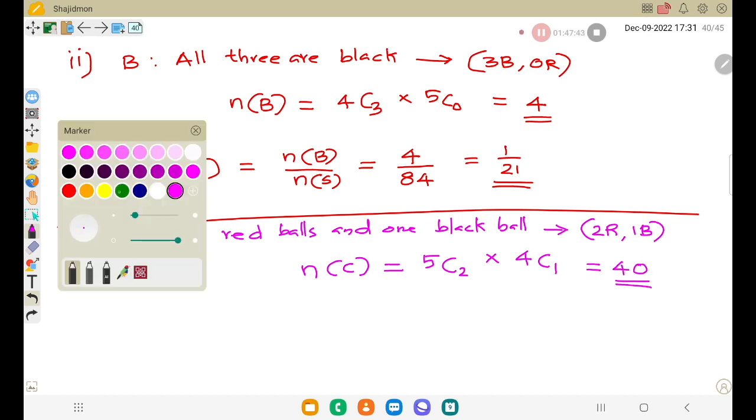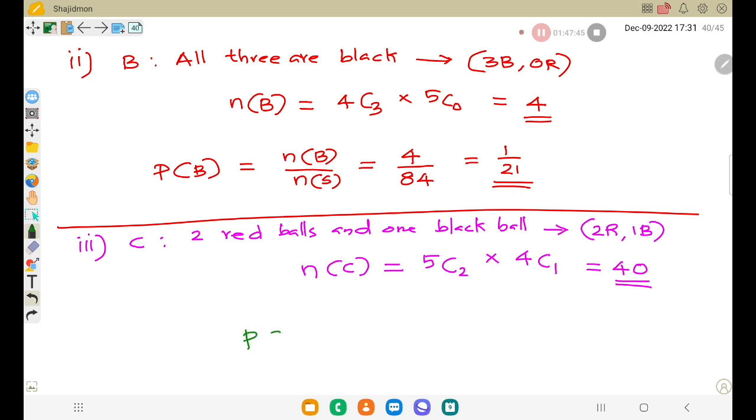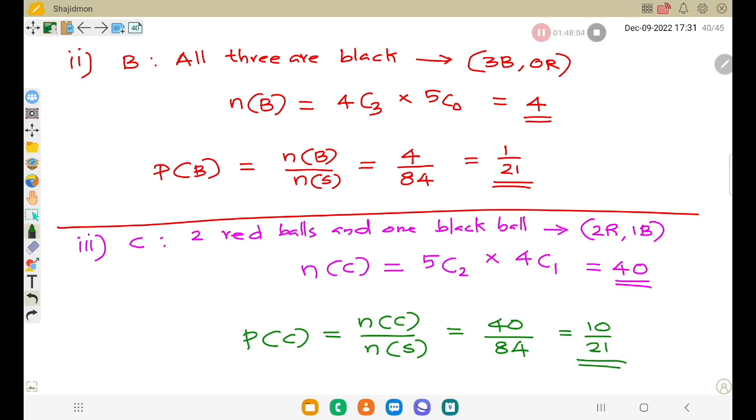Okay. Now you can calculate the probability. So probability of C equals number of C divided by number of S. Number of C is 40, divided by number of S, which is 84. So you will get 10 divided by 21. So that is the answer here. Hope you understood this question.